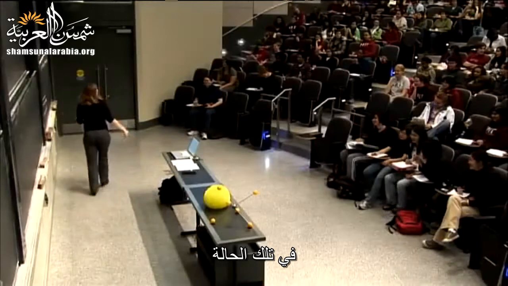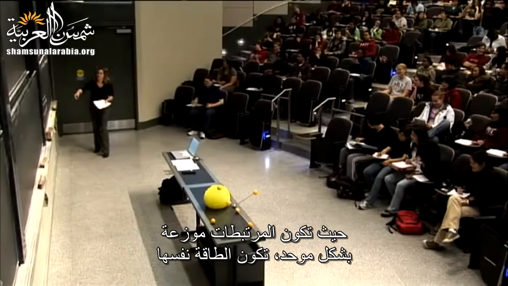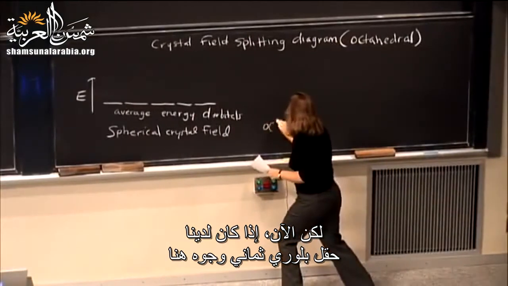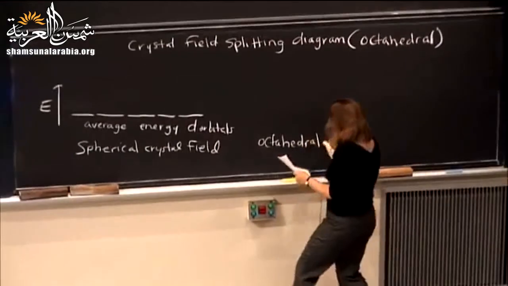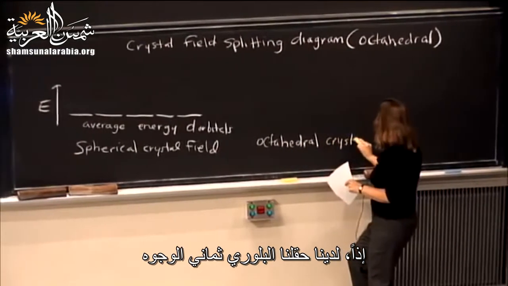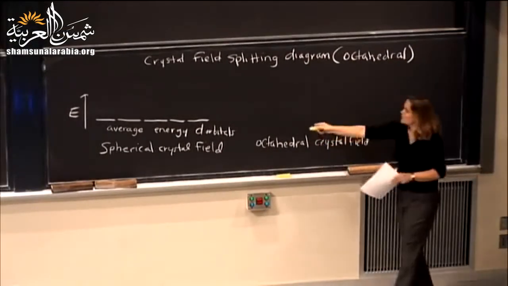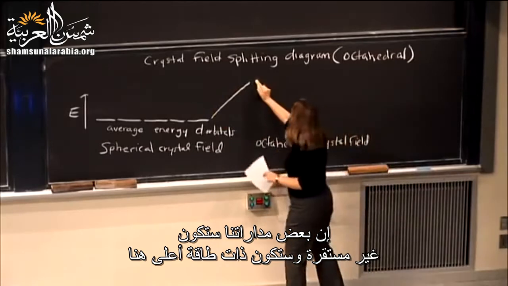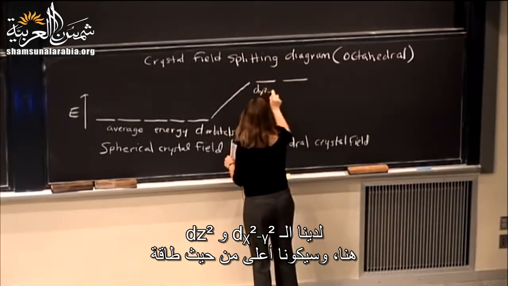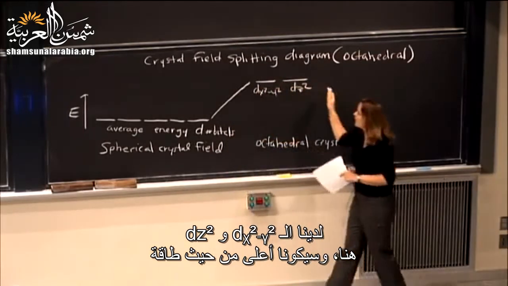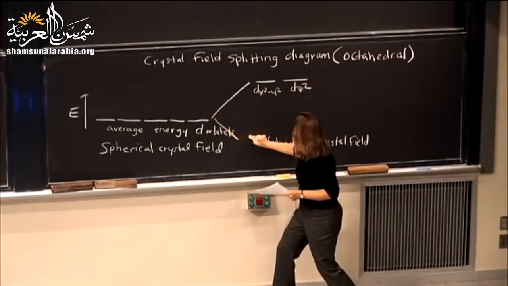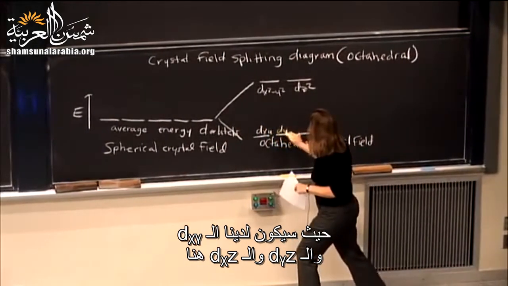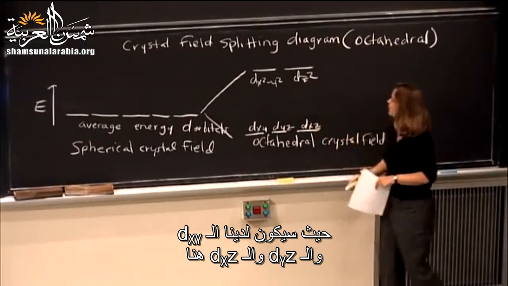OK. So in that case, where the ligands are uniform all around, the energy is the same. But now, if we have an octahedral crystal field over here, then we get some splitting. So some of our orbitals are going to be destabilized, and they'll be higher in energy here. So we have the dx squared minus y squared and dz squared over here are going to be higher in energy. And we're going to have three that are lower in energy. So we'll have our dxy, our dyz, and our dxz over here will be lower in energy.